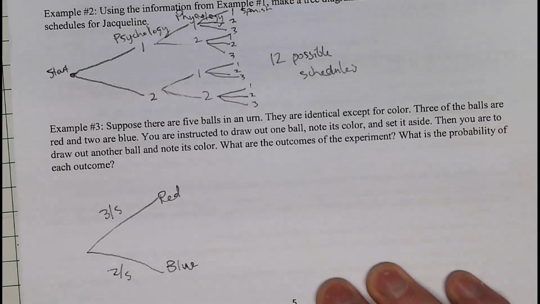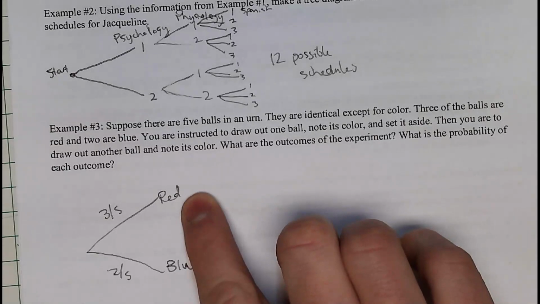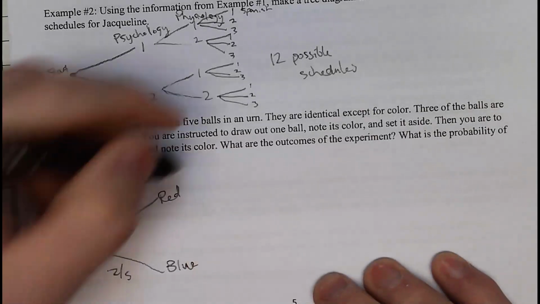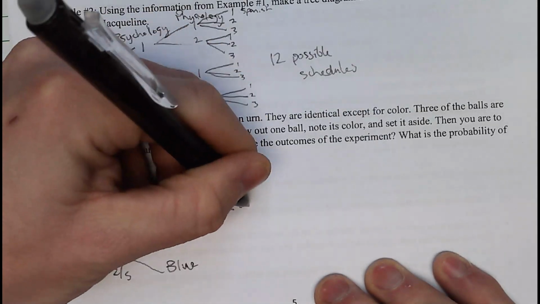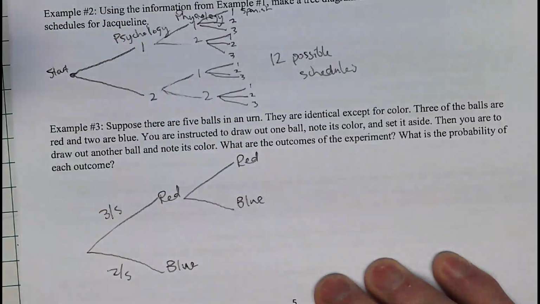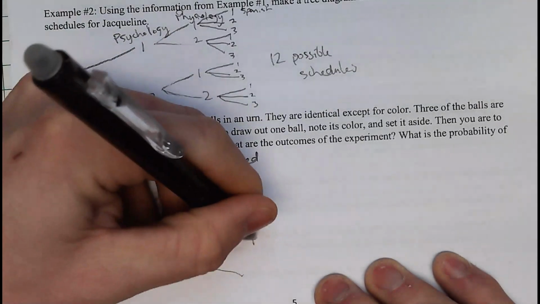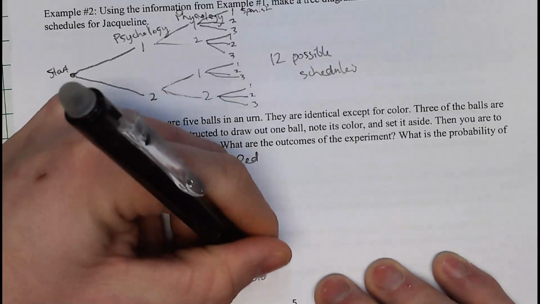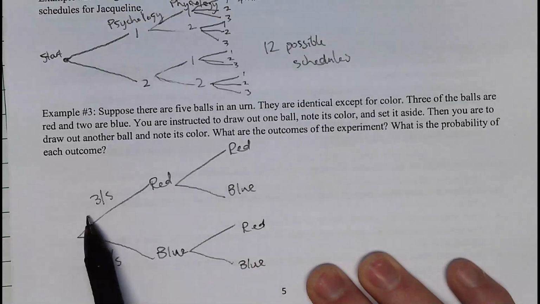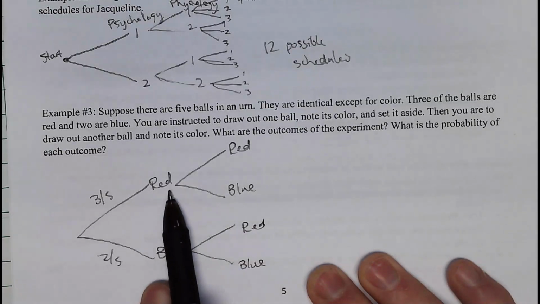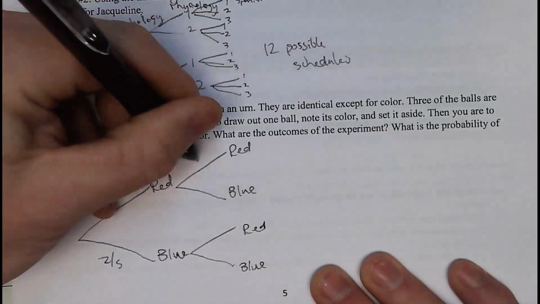Now, if we select a red, what are the possibilities for balls we could select for the next one? Red or blue. Okay, so you do red and blue. If I select a blue one, what's the possibilities? Red and blue. Now, the thing is, these are not independent events because the outcome here depends on the outcome there.